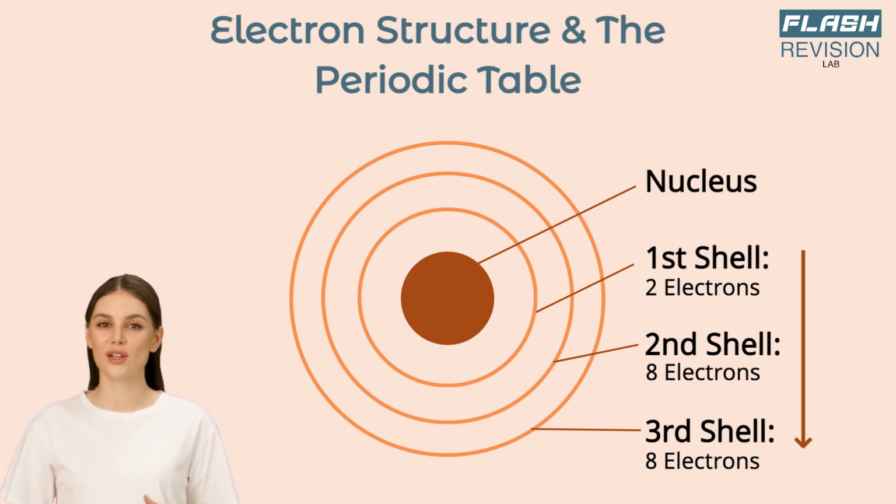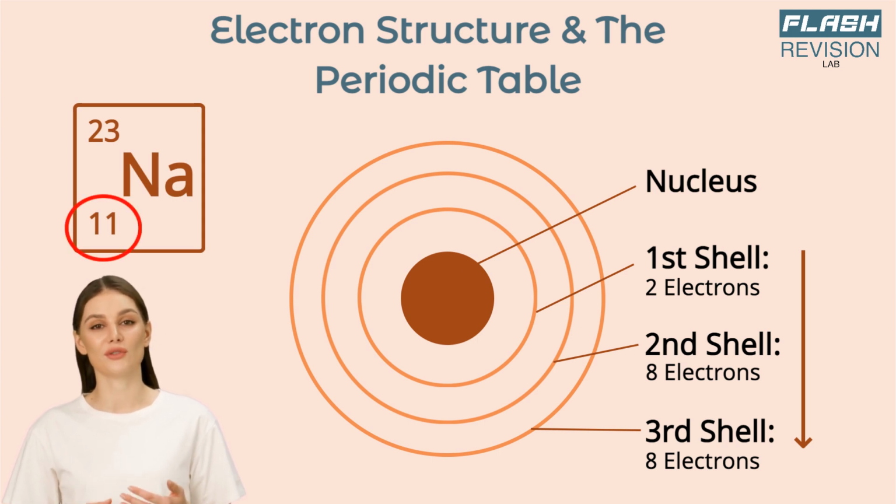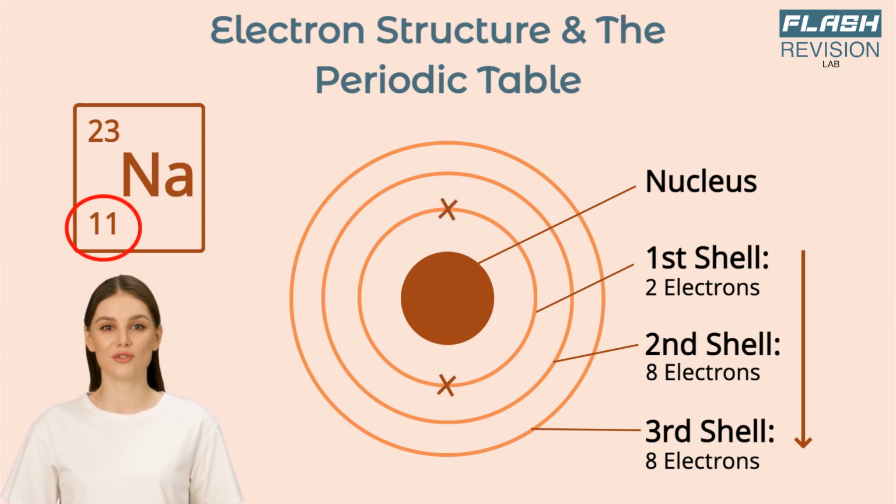When it comes to drawing electron structure diagrams, you can represent electrons as dots or crosses around the nucleus. Start by drawing concentric circles representing the shells and place electrons in the shells, following the order we just discussed. For example, if we have a sodium atom, which has 11 electrons, there would be 2 electrons in the first shell, 8 electrons in the second, and 1 electron in the third.